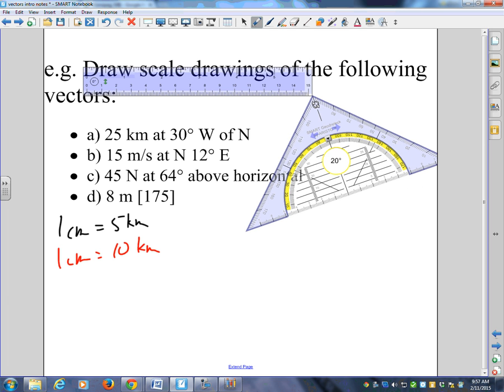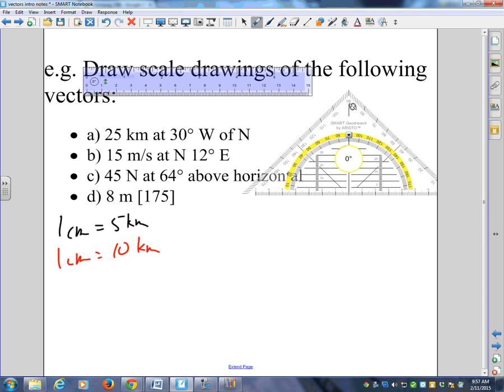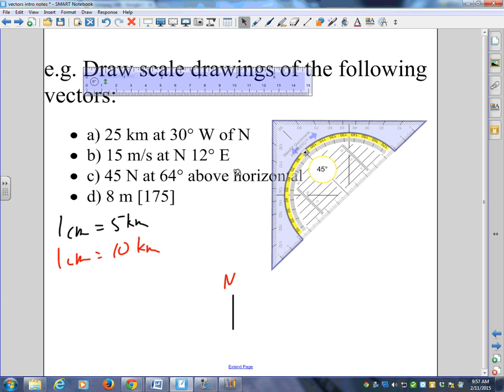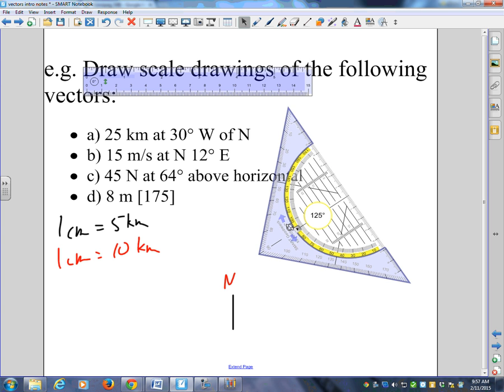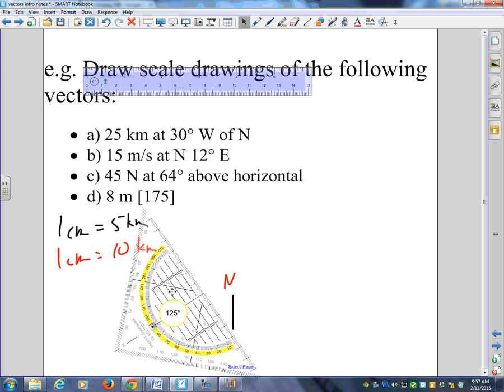Okay, so I want west of north. So I'm going to draw a straight line that's north. We call that our reference line. If you want to label it with a little n, that's fine. Now it's west of north. So I have to go towards the west 30 degrees, right? So mark your angle first. Turn it like that. So I'm going to go something like this.